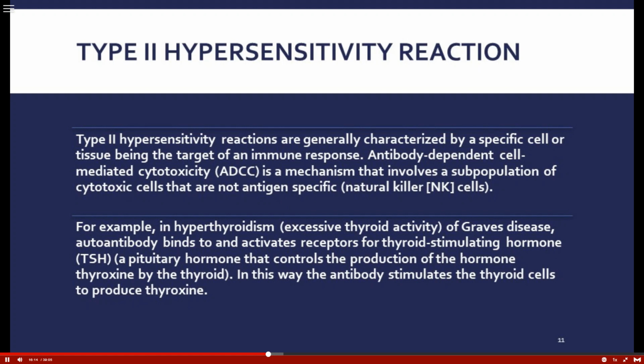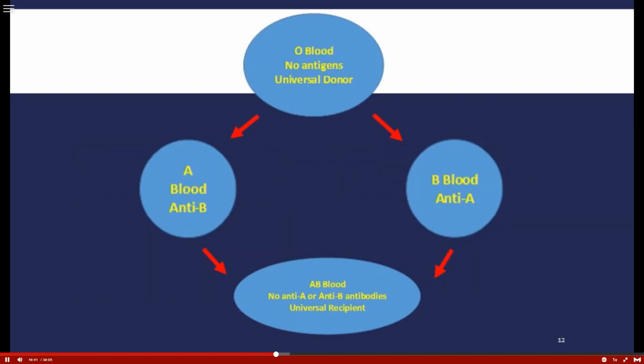TSH is a pituitary hormone that really controls the production of thyroxine. Thyroxine is the hormone of the thyroid. So what ends up happening in this way is that the antibody actually stimulates the thyroid cells to produce that thyroxine. So there's one example of a type 2 hypersensitivity reaction. Here's the second one.